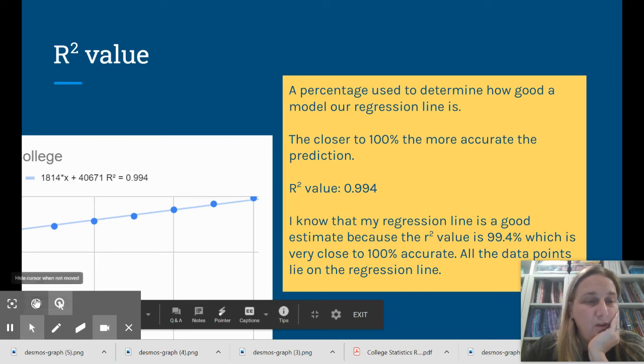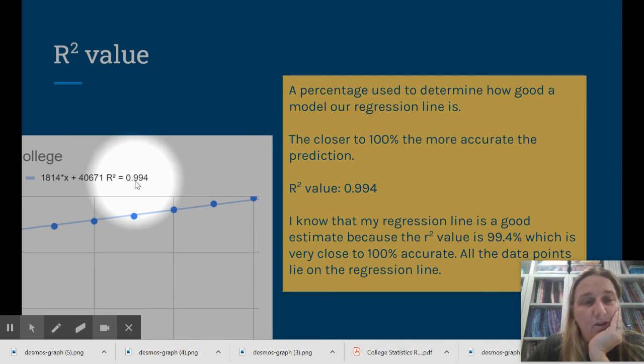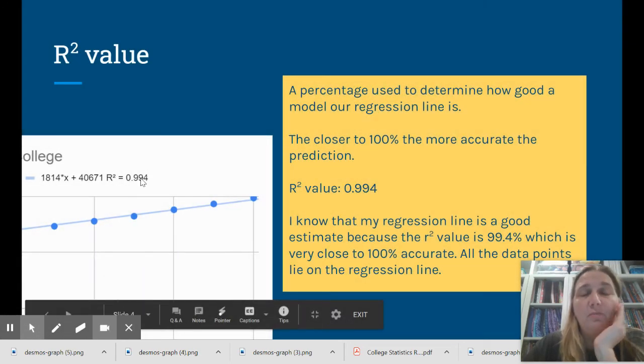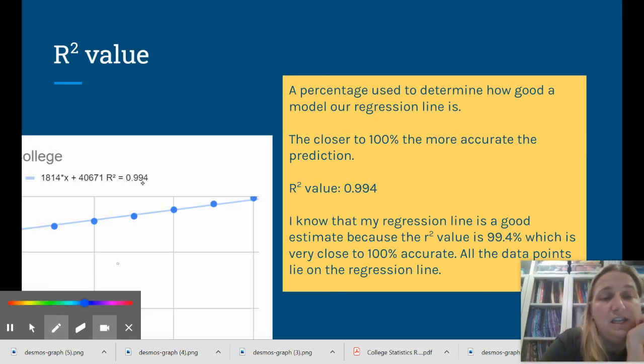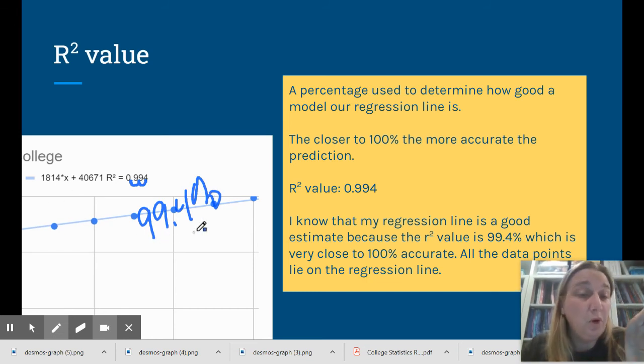So you'll notice here in my data, my R-squared value was 0.994. Well, remember that it's the decimal version of a percentage. I could move that 2 places, and really my percentage is 99.4%. So that's a pretty good R-squared value. I'm pretty darn close. So what I would say about this data is that I know my regression line is a good estimate because the R-squared value is 99.4%, which is very close to 100% accurate.